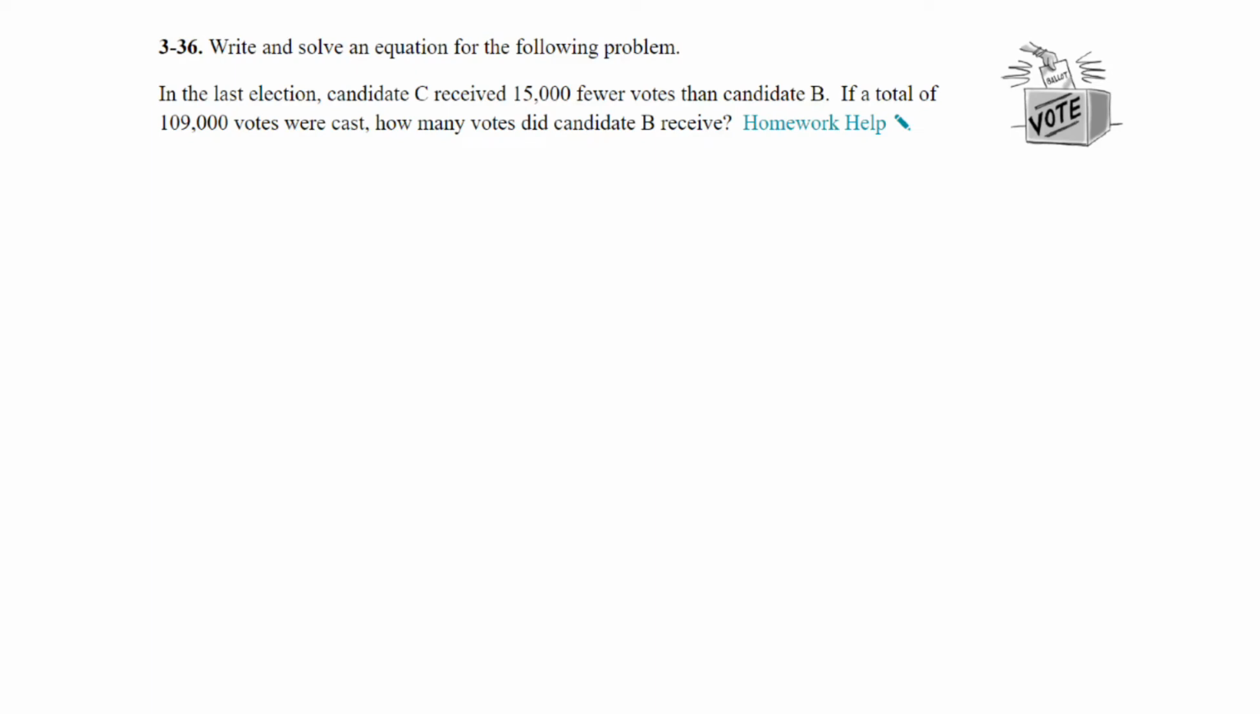Question 36. Write and solve an equation for the following problem. In the last election, candidate C received 15,000 fewer votes than candidate B. If a total of 109,000 votes were cast, how many votes did candidate B receive? So we're trying to figure out how many votes candidate B received. So that's our unknown. So pick whatever variable you want.